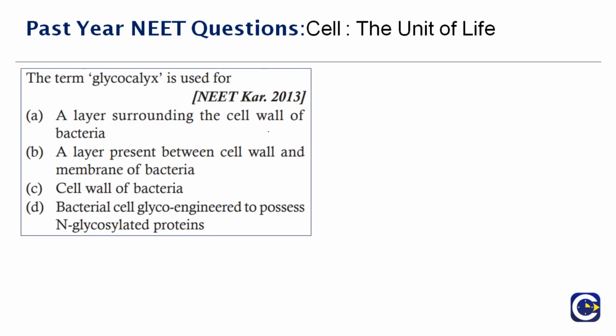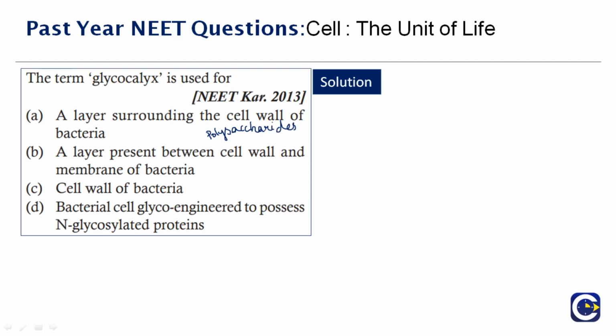Now let's move to the next question here. The term glycocalyx is used for dash. You have 4 options here. Before that, you should know what glycocalyx is. This is actually the outermost coating of the bacterial cell. It is called the outermost coat of the bacterial cell or the cell wall, which is rich in polysaccharides. Polysaccharides are long chains of sugars, right?